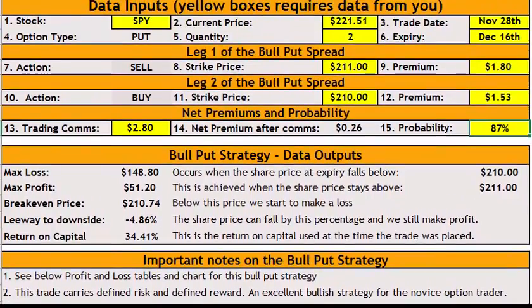Well, if you see up here, the current share price is 221.51. And if you think about it, if our break even is above 210.74, that means the share price can fall all the way from 221.51 to 210.74 and we make some sort of a profit. Or it could fall 4.86% and we make a profit. That's why we like these type of strategies. That's why they're high probability strategies, because the share price can fall and you can still make a profit.